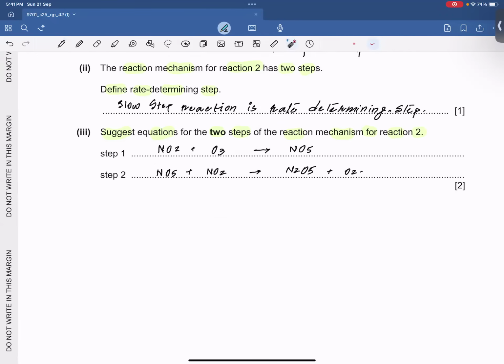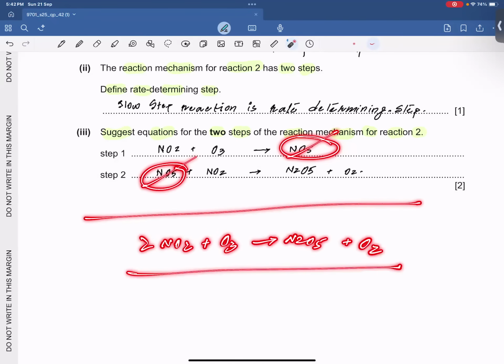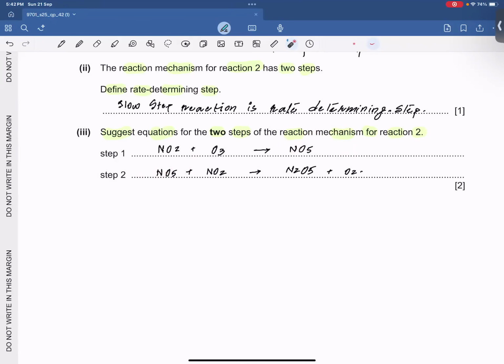Now look at this. This is going to be your intermediate. So when you cancel out this intermediate, the equation is going to be like this: 2NO2 plus O3 arrow N2O5 plus O2. And this equation is already given by the examiner in the question paper, right? That means the mechanism I have devised for reaction 2 is absolutely correct.